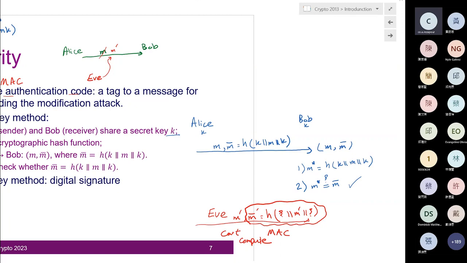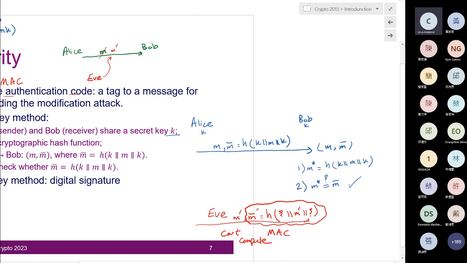and therefore he is unable to change that message M. And if he ever changed this M to M bar, then over here Bob would detect that, because when he computes this first line using M bar, then this M star would never be equal to M bar. I mean, there would be a very, very tiny chance that that can happen, but it's negligible. Then it is a very high assurance for Bob that the message that was sent has indeed not been changed.